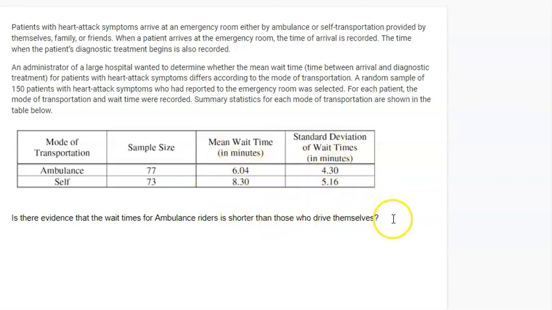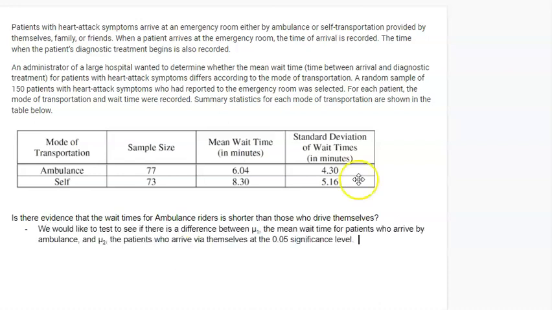So first, just like always, what are we trying to do? Well, we're going to test to see if there is a difference between two means in this case. Now, how do we write that? We would like to test to see if there's a difference between mu1, the mean wait time for patients who arrive by ambulance, and mu2, the patients who arrive by themselves, at the 0.05 significance level. So we've stated what we want to do, we've included the definitions for our parameters that we're testing, and we've included the significance level.